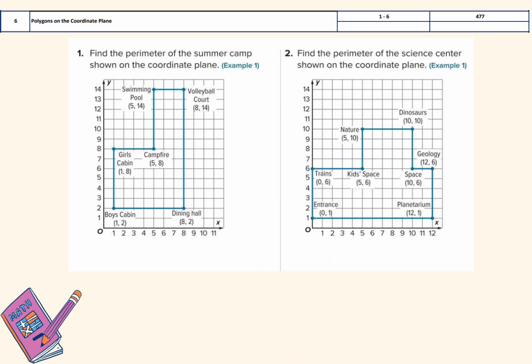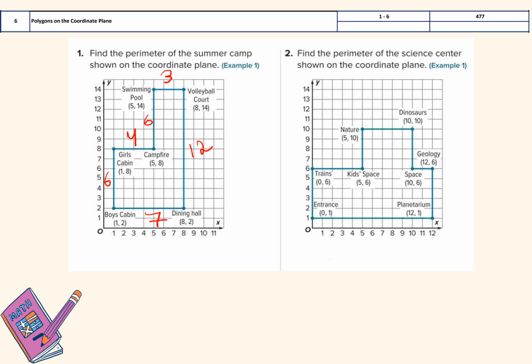So I know that here the length of that line segment is 12. Here, the length is going to be 3. So you're going to find the length of each line segment first. This is the first step. And then 6, then 4, then 6 again, then 7.